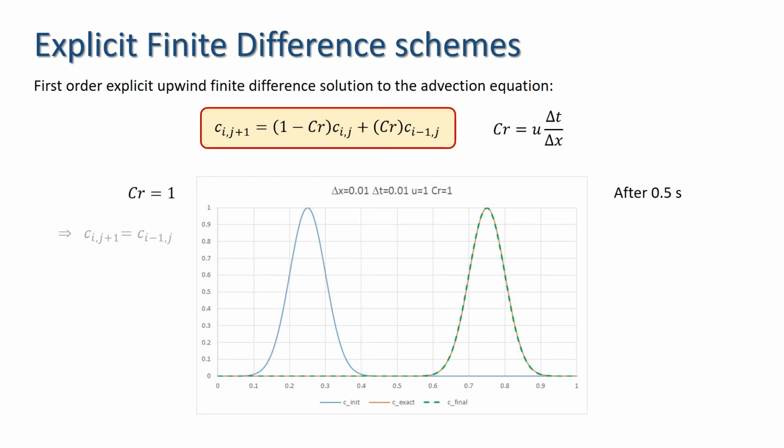This last example has a Courant number of exactly 1, and the results are very interesting. We can see that in this case our numerical solution coincides perfectly with the exact solution. Now, you might think that solves the problem. We can simply choose a Courant number of 1 and we will have a perfect solution.